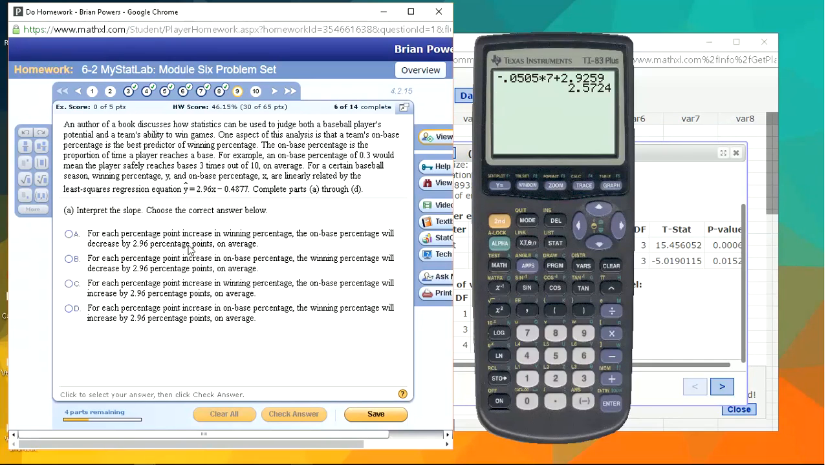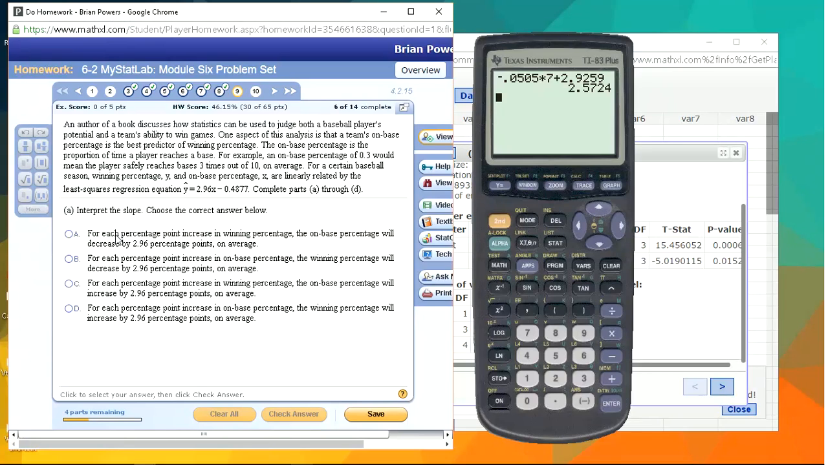So it looks like this is similar to before. Let's go through it real quick. Okay, so for this model, X is the on-base percentage, and Y is the winning percentage.